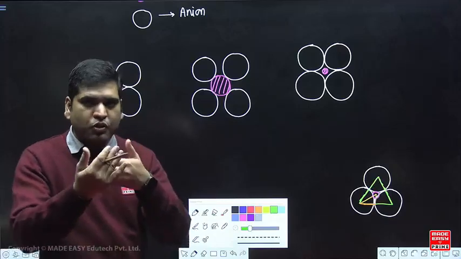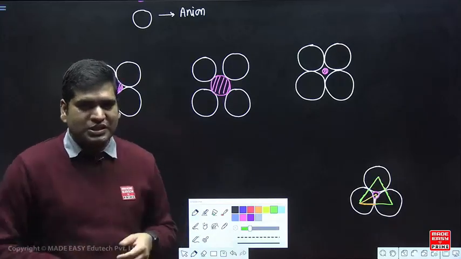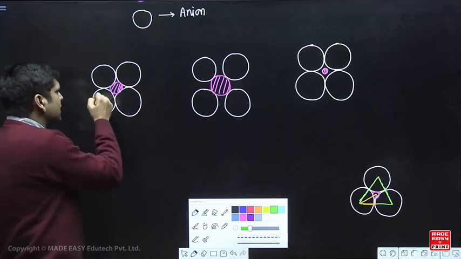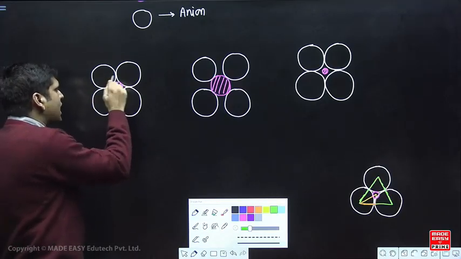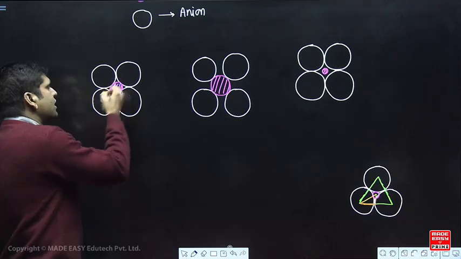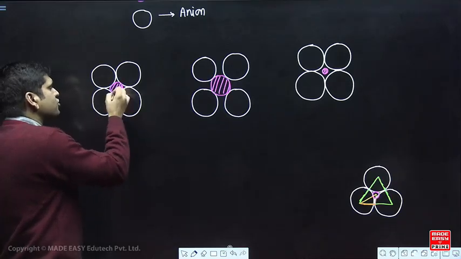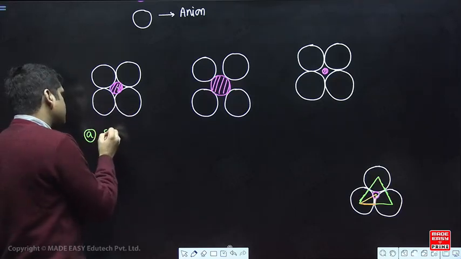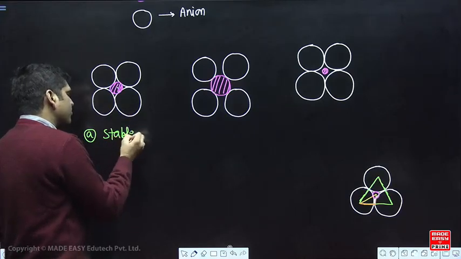Because in order to form the bond, these atoms should come closer to each other. These ions should come closer to each other. So here all the anions which are surrounding a cation, they are in direct contact with that cation. It means this repulsion of anion is not that much stronger as the attraction of cation anion. So we can say that this structure is stable.